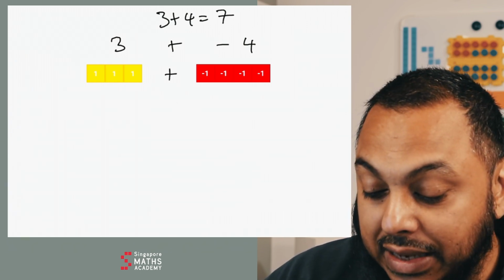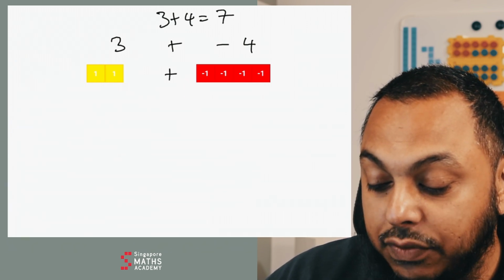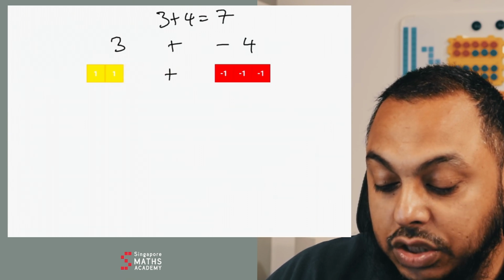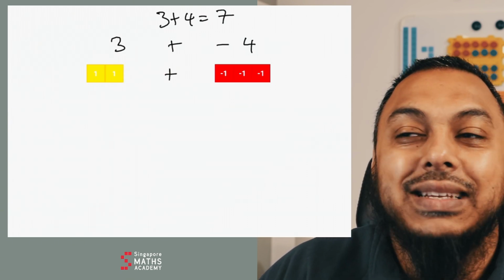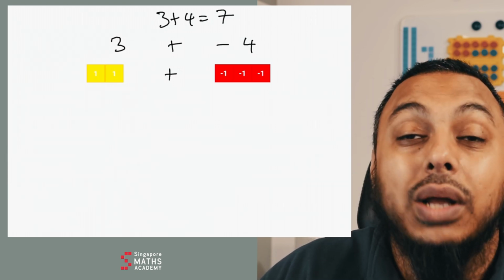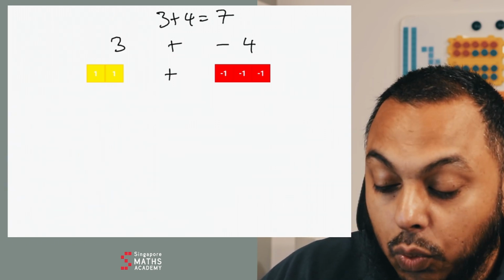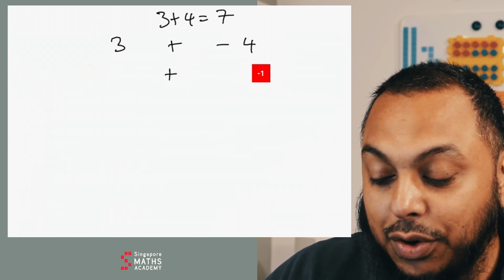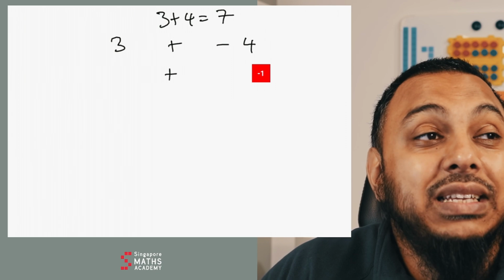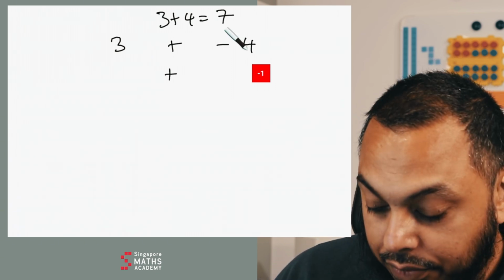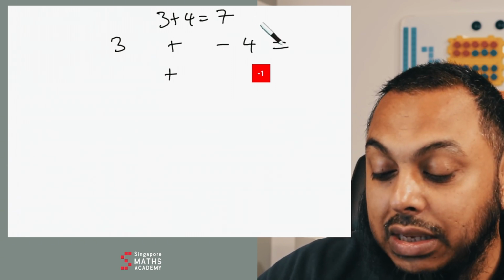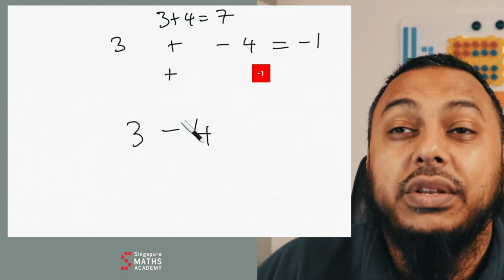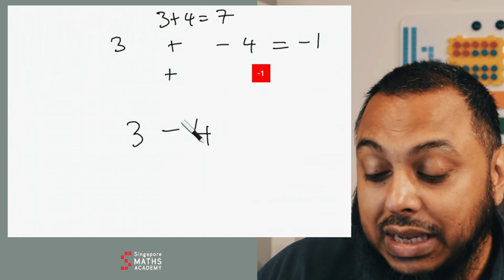When we've got a negative and a positive 1 together, that cancels each other out. So 1 add negative 1 is 0, right? It's like saying 1 take away 1. And so we're left with negative 1. 3 add negative 4 is negative 1. It's similar to 3 take away 4, right? 3 take away 3 is 0. Take away another one is negative 1.